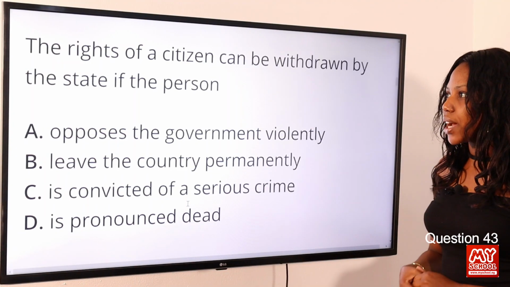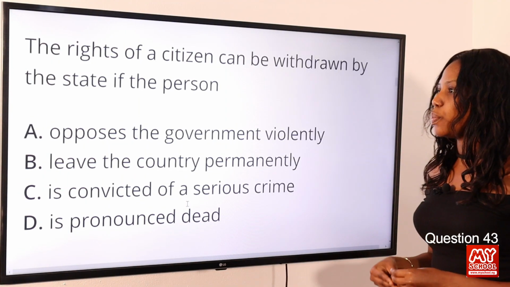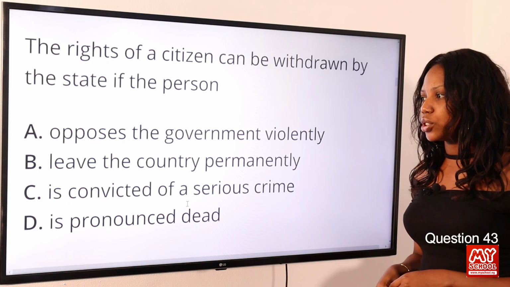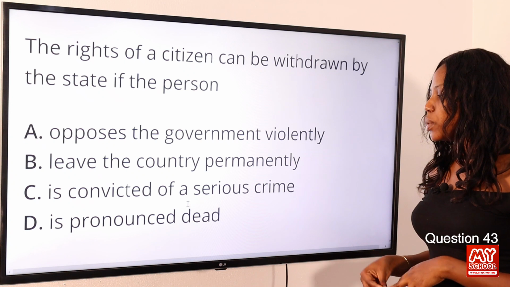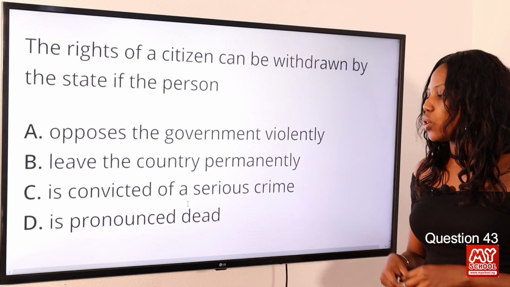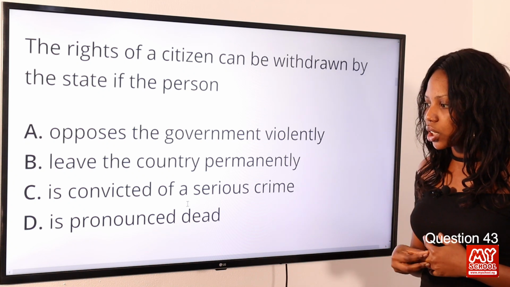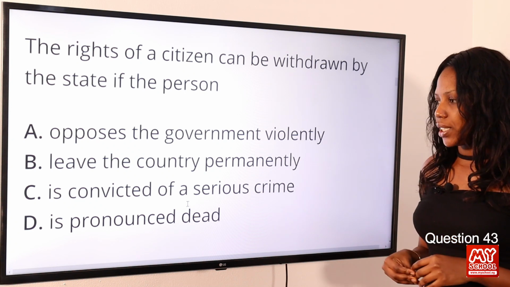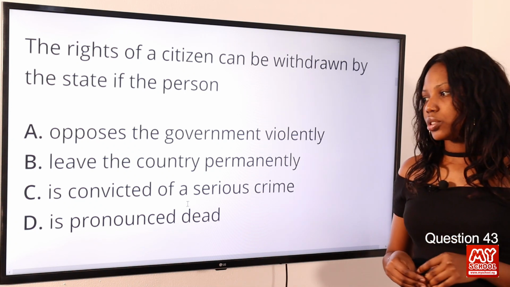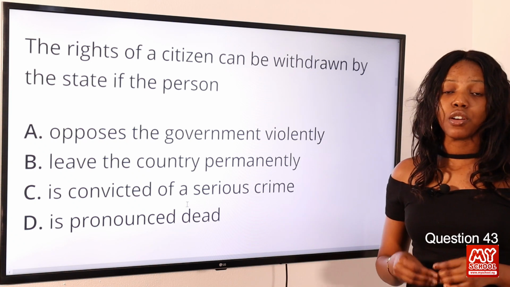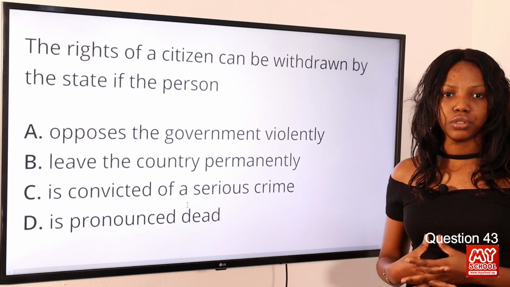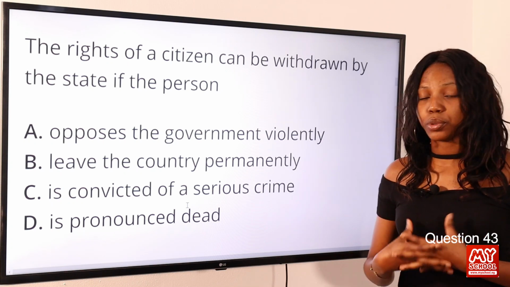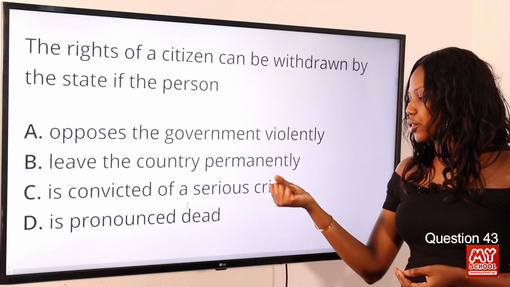Question 43. The rights of a citizen can be withdrawn by the state if the person, option A, opposes the government violently, option B, leaves the country permanently, option C, is convicted of a serious crime, option D, is pronounced dead. The answer to this question is option C. If a citizen is convicted of a serious crime, his status as a citizen can be withdrawn by the government. So the answer to this question is option C, is convicted of a serious crime.